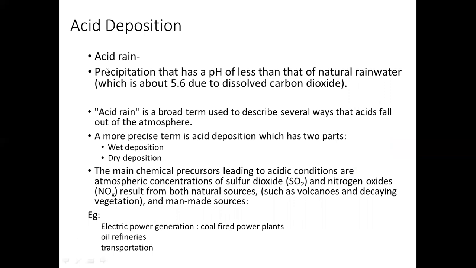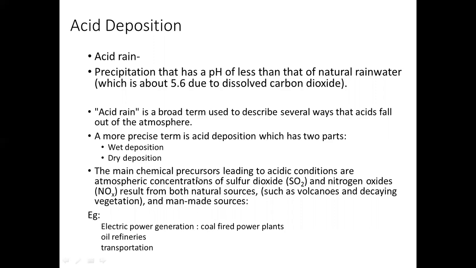Okay, now in your handout, you can find that acid rain is precipitation that has a pH less than that of natural rainwater. Acid rain is a broad term used to describe several ways. We used to say acid rain, but actually acid rain is available as wet deposition and dry deposition. The more precise term is acid deposition.